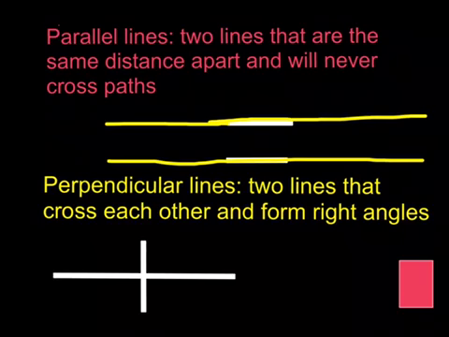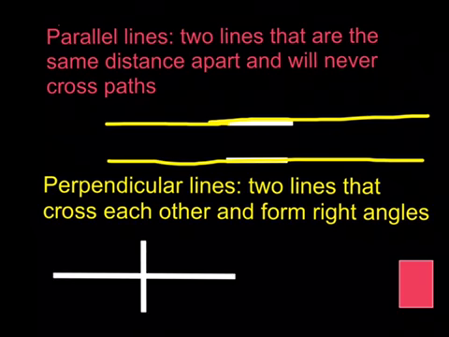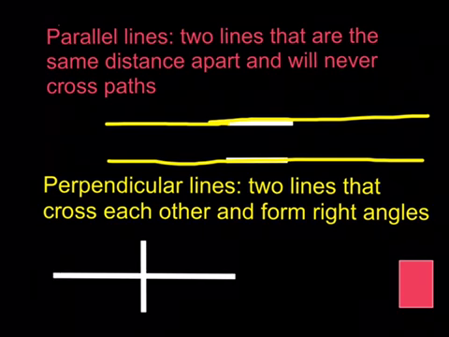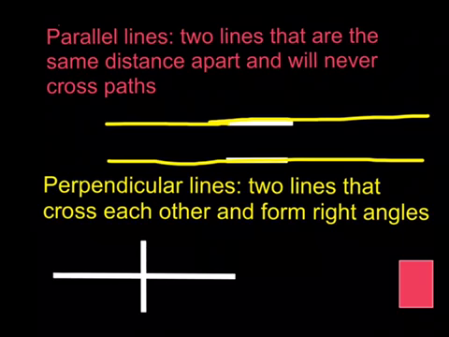A lot of times people remember parallel lines by thinking of railroad tracks, like the ends of railroad tracks that will never cross, or the lines on the road on either side that will never cross. I want you to make parallel lines with your hands right now. They should never cross. So it's going to kind of look like an equal sign.